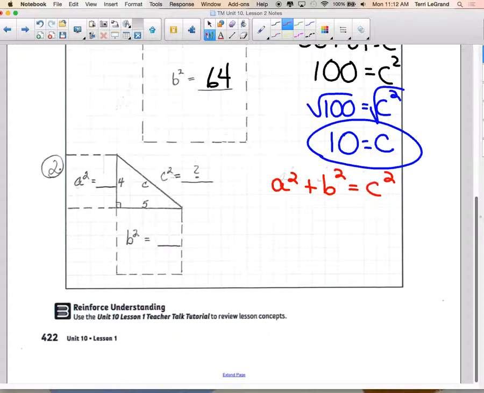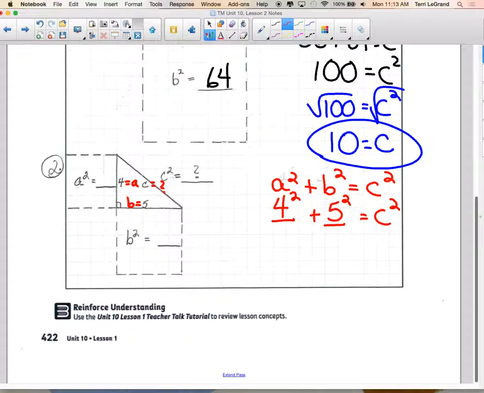How long is our A? How long is our B? 16. A is, no, A is not 16. How long is A? 4. A itself is 4 units, and then we have to square it according to the theorem. How long is B? 5 units. And according to the theorem, we need to square it. We don't know what C is. That's our question mark. C equals question mark, just like c squared equals question mark.